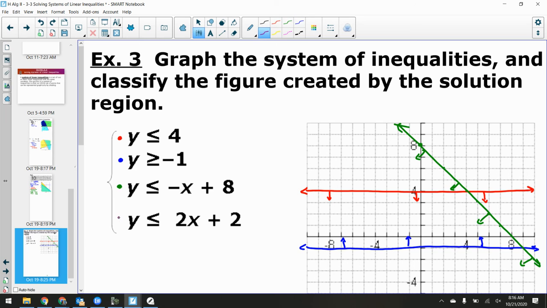We'll put that one in purple here. Y-intercept of 2 with a slope of 2. Rise 2, run 1, rise 2, run 1, down 2, left 1, down 2, left 1. And then I want to shade below that line. See, down here.